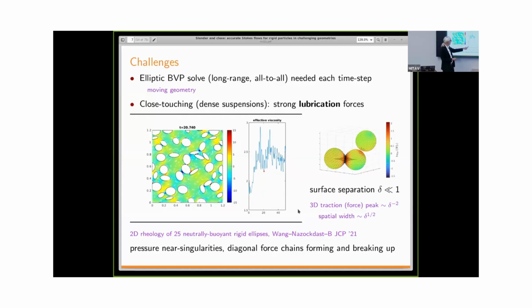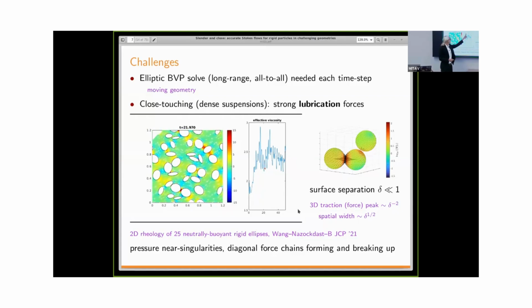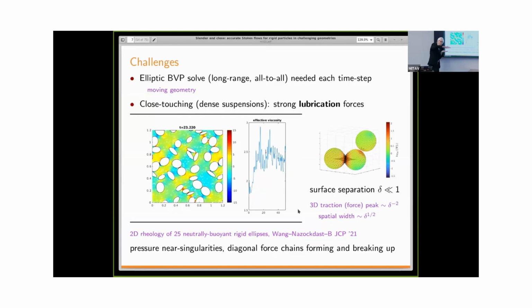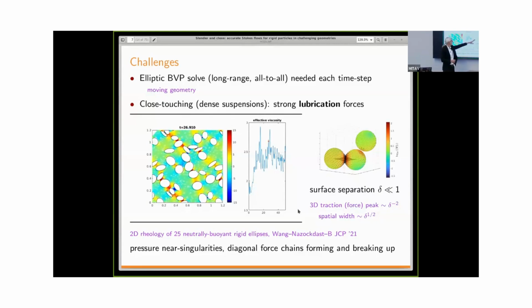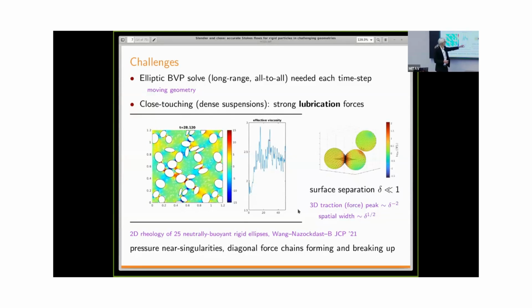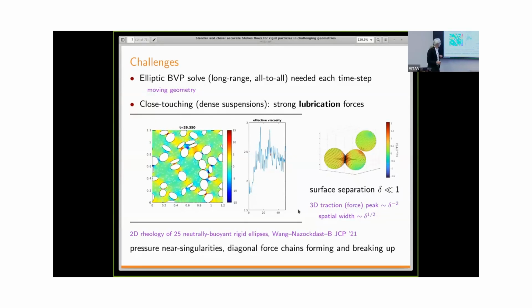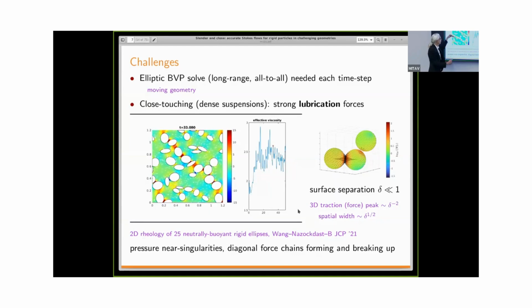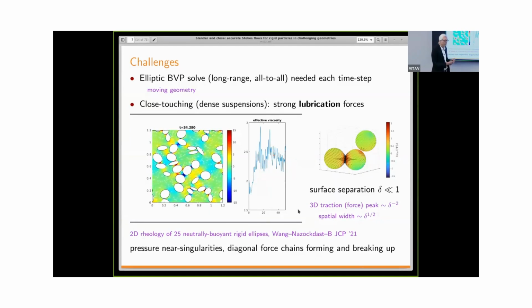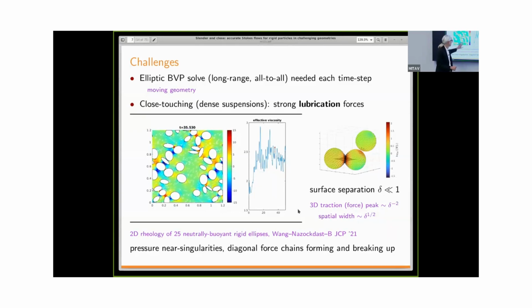I mentioned rheology, and what you're showing here is the effective viscosity. It's like how much force you have to apply to this cell to make it shear like that. And you can see it's dancing around. There are various statistics you could extract from that. That's a 2D picture. And you can see these fun force chains forming sort of diagonally, compression and stretching. There's a lot of stuff going on there.